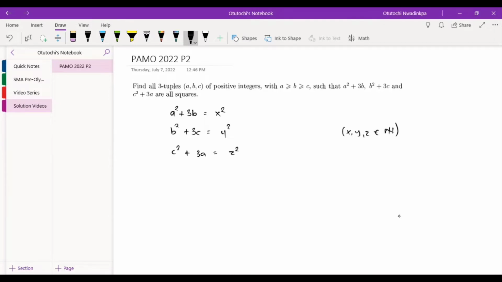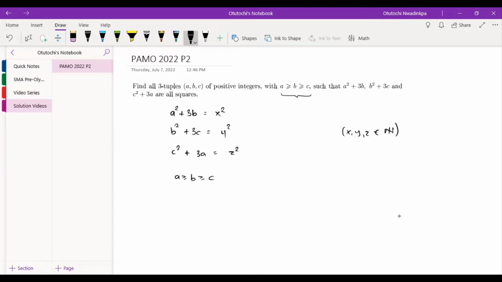So basically this is what we are given, and we are told to find all possible three tuples A, B, and C, right? So the natural way to go about this, the best way to go about this is to try to bound A, B, and C, right? And we have already been given a very nice inequality here, which is A greater than or equal to B greater than or equal to C. And then having this in mind and also looking at the squares in play here.